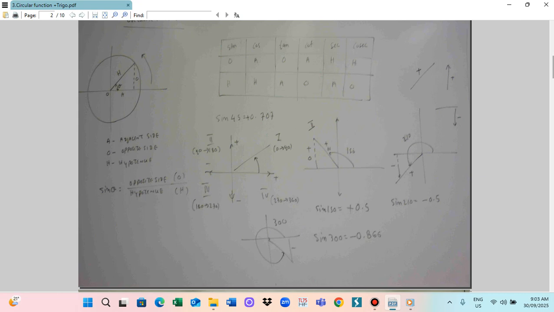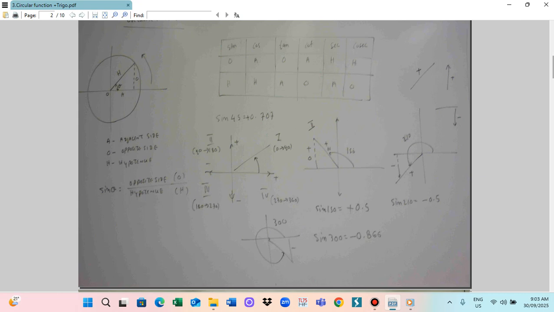Sin is equal to the opposite side by hypotenuse. Cosine theta is equal to the adjacent side by hypotenuse. Tangent is the opposite by adjacent. Cotangent is the adjacent by opposite. Secant is the hypotenuse by adjacent. Cosecant is the hypotenuse by the opposite. By this way, we can write down the trigonometric functions.